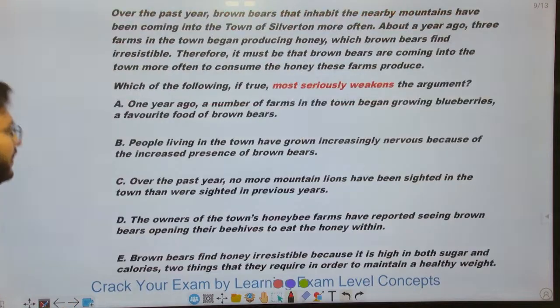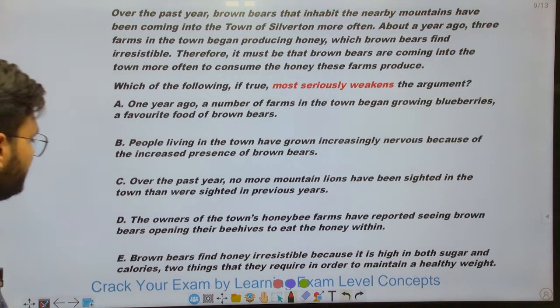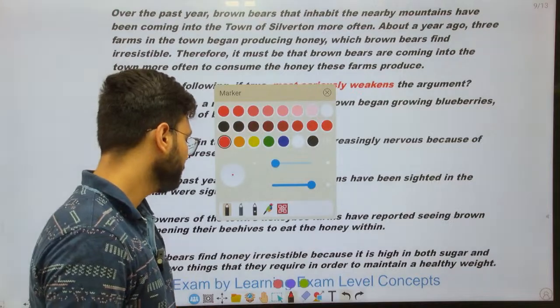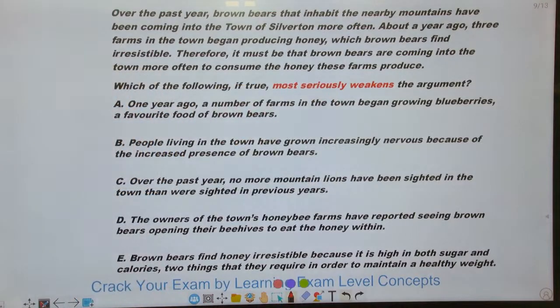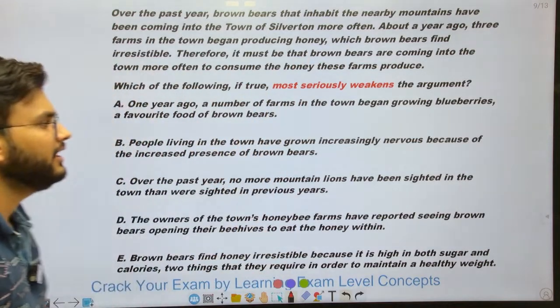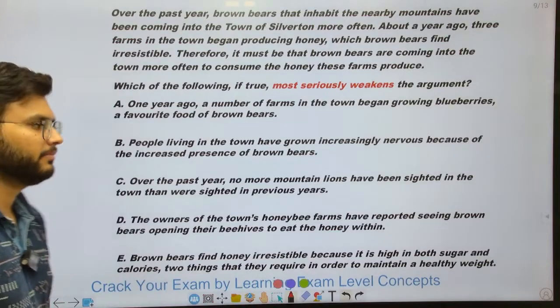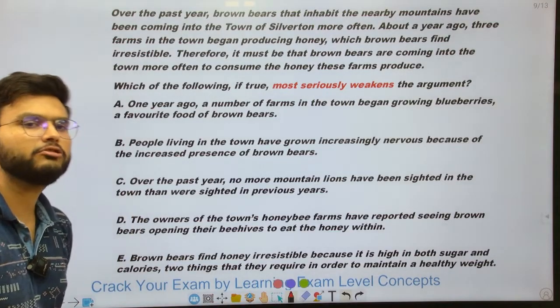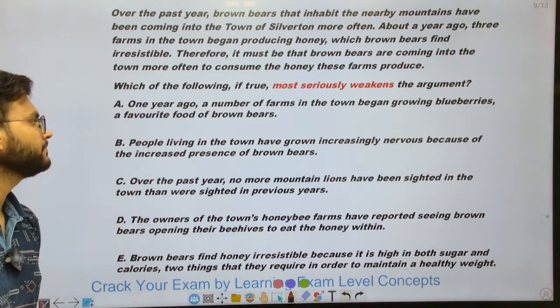Next. Now we have a question. Let's see what the question is. Okay. Again, most seriously weaken. This is a weaken type question. Weaken means, as I have told you in the last question also, reduce the persuasiveness of the thought.